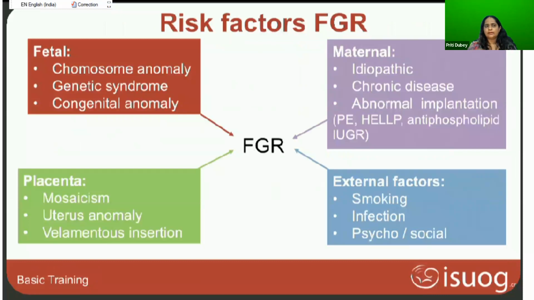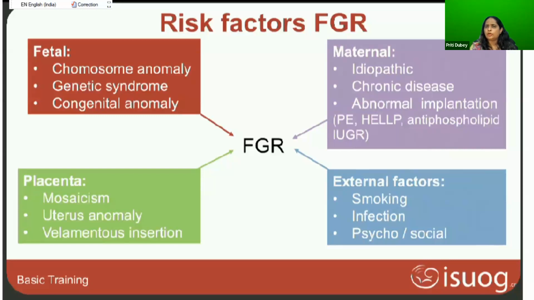What are the risk factors? There are many risk factors. The most common fetal risk factors are chromosomal anomalies, genetic syndromes, and any congenital anomalies that may lead to fetal growth restriction. Coming to the placental part, mosaicism of the placenta, any uterine anomalies, and velamentous insertion. Velamentous insertion of the placenta is a common cause of fetal growth restriction, and not the normal insertion.